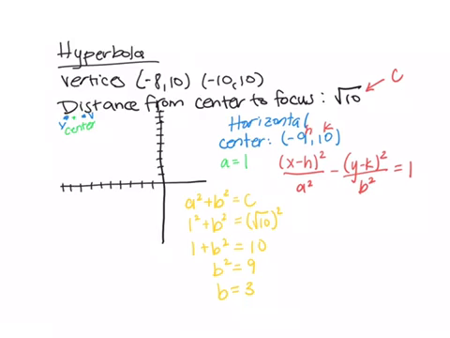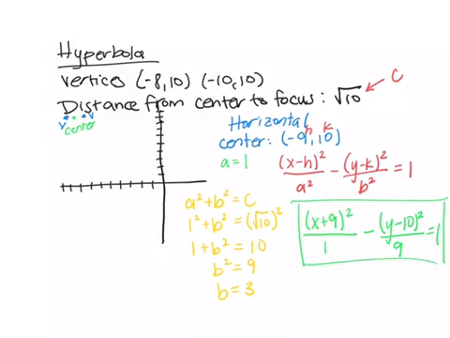So that's what we know, which means that we know enough to be able to create the equation that goes with this hyperbola. So x minus h would be x minus a negative 9, so x plus 9 squared over a squared. A is 1, so 1 squared is 1. Minus y minus k, so y minus 10 squared over b squared. So b squared would be 9, and that's all equal to 1. So this is the equation of your hyperbola.